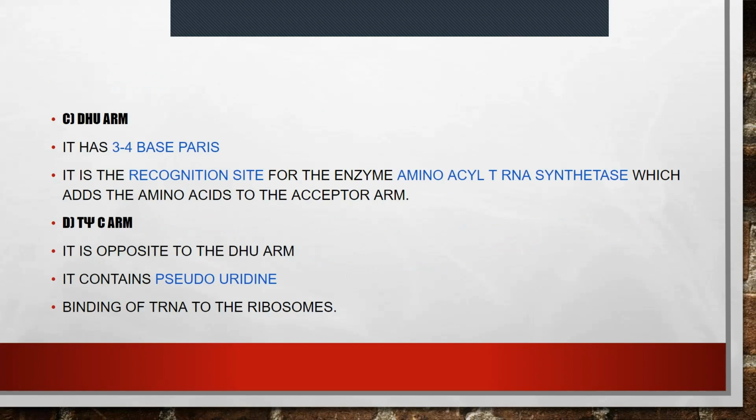DHU arm. So it has 3 to 4 base pairs. It recognizes the site for the enzyme aminoacyl tRNA synthetase, which adds the amino acids to the acceptor arm. Next comes the TψC arm. It is opposite to the DHU arm. It contains pseudouridine, which binds the tRNA to the ribosomes.